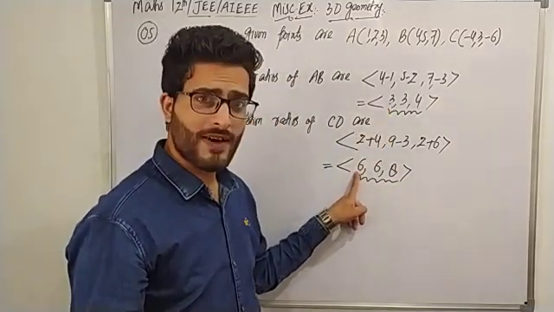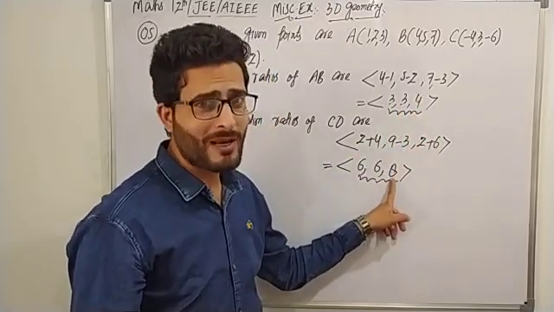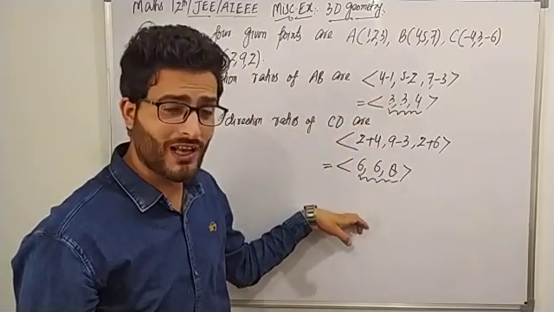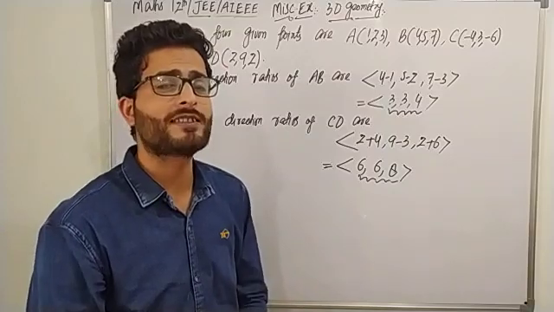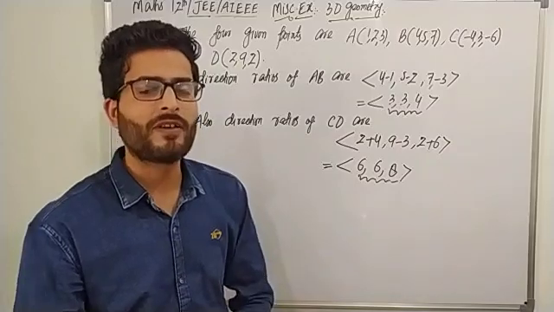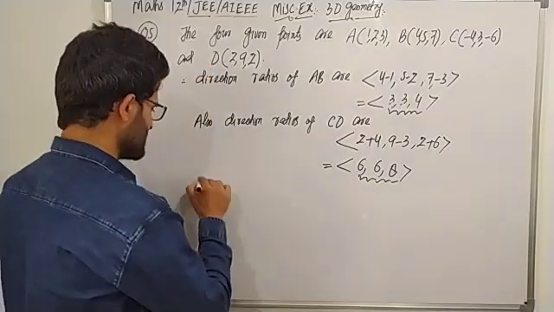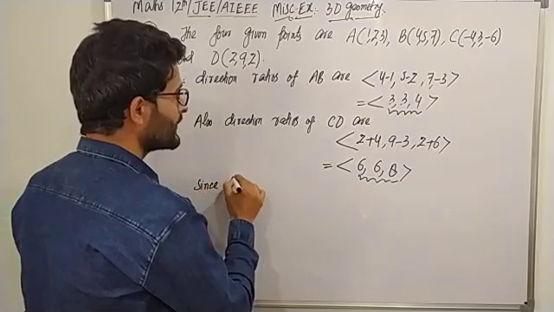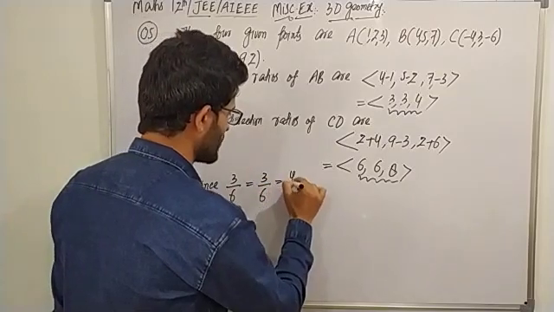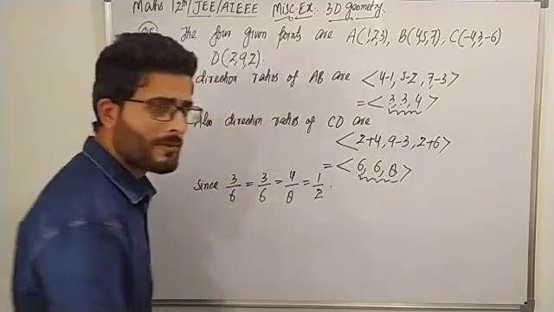3 divided by 6, 1 by 2. 3 divided by 6, 1 by 2. 4 divided by 8, 1 by 2. Means the direction ratios of AB and CD are proportional. And when the direction ratios of AB and CD are proportional, they must be parallel. When they are parallel, the angle between them is either 0 or pi. Is that clear? So since 3 divided by 6 must be equal to 3 divided by 6 must be equal to 4 divided by 8, and that's equal to the common ratio 1 divided by 2.